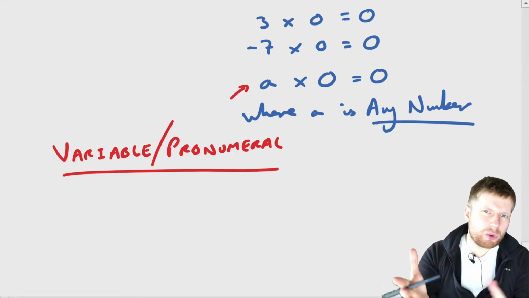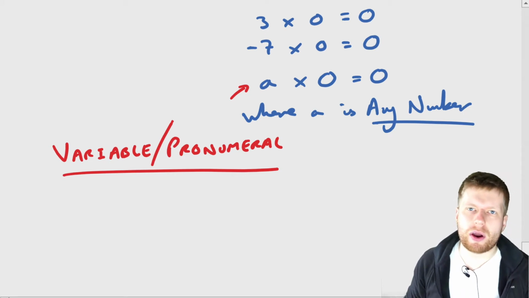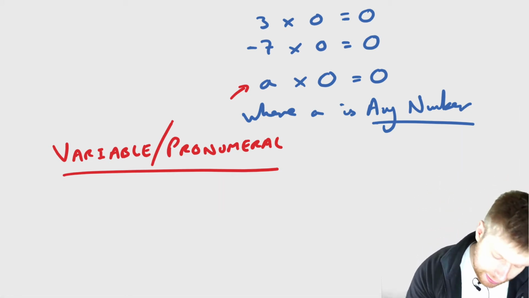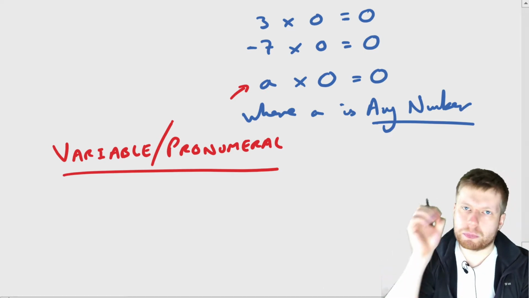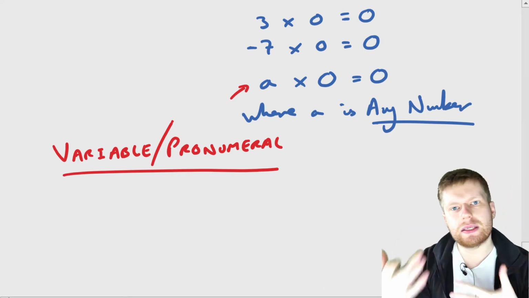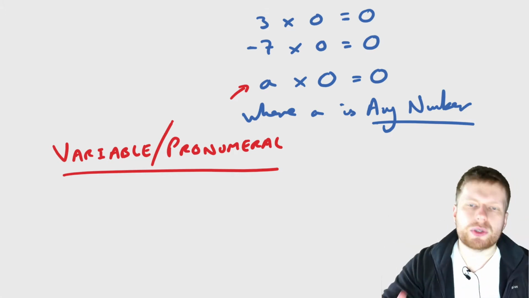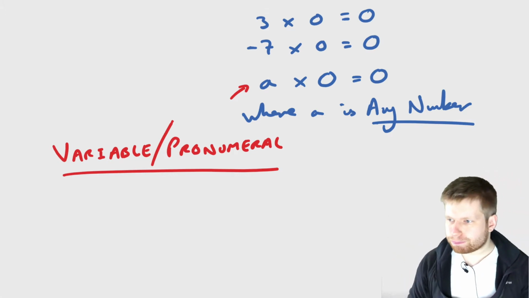Pronumeral, we tend not to call it pronumerals in this course, more likely to call it variable, but they can be called pronumeral as well. A pronumeral basically means for a number. Pro means for, numeral means number. So we're basically letting this letter mean a number. So it's for a number, right?